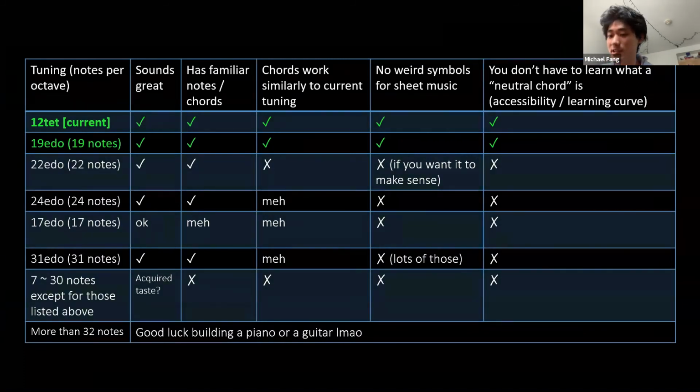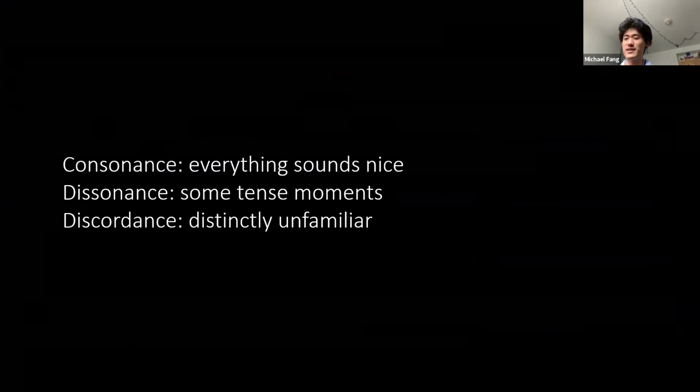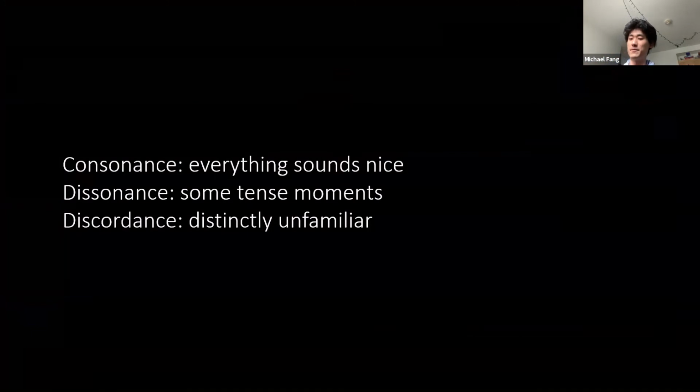Now onto my project. So I wanted the 3 pieces I was writing to follow a kind of gradation that the composer Easley Blackwood came up with. From consonance, where everything sounds pretty nice, to dissonance, where there are some tense moments, to discordance, where things are distinctly unfamiliar. So in the first piece, I aimed for an introductory tone.